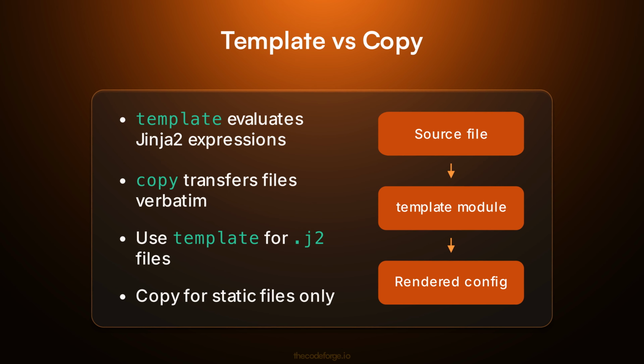The copy module transfers files as is. If you use copy on a file with {{ var }}, the output will contain literal {{ var }} strings, a classic mistake that causes silent config failures. Always use template when your source contains Jinja2 syntax.